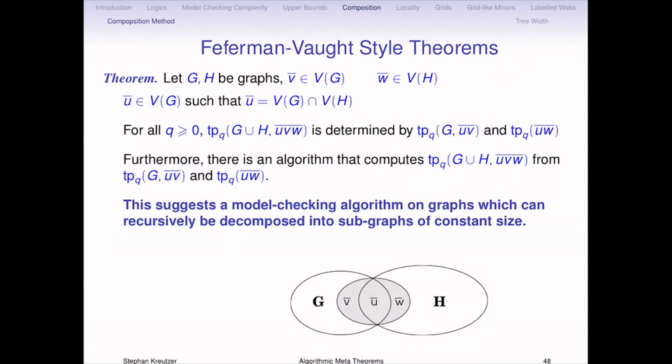And so what has it got to do with model checking? If I give you a graph and a formula phi, and I ask, is it true in your graph? How does it help you at all? What's the connection? How would it help you to know that you can compute types?